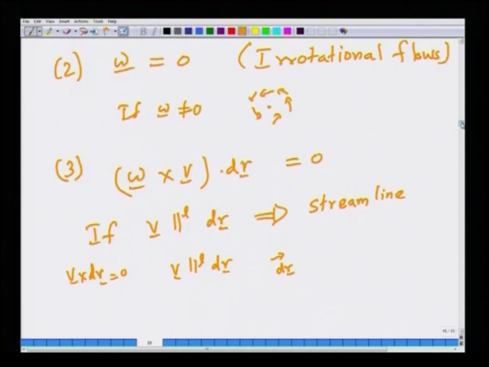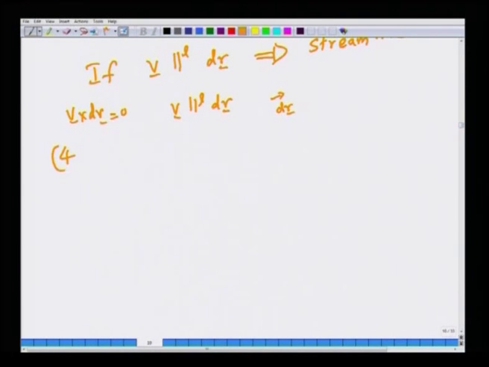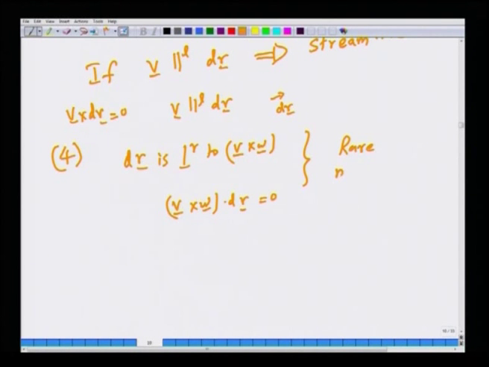And finally, there is a very obscure or very rare case, that is dr is perpendicular to V and omega, because then V cross omega dot dr will be 0, because if dr is perpendicular to V cross, sorry, not V and omega, it is V cross omega. Sorry. dr is perpendicular to V cross omega, obviously this term is 0, but that is a rare case, it is not important.